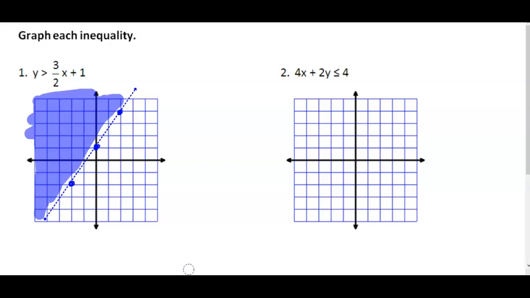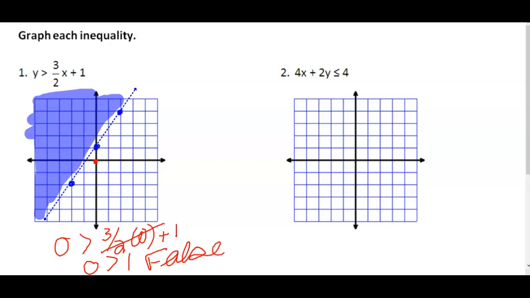Once again, if I picked 0, 0 as my test point, should it be true or false? Because it is outside of the shaded region. So if you plugged in 0, 0, we get 0 is bigger than 1. Is 0 bigger than 1? No, so it is false. So we are happy because that's what we predicted, because 0, 0 is not in my shaded region. Therefore, 0, 0 should be false.